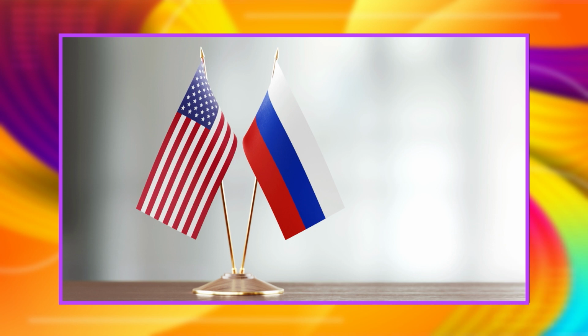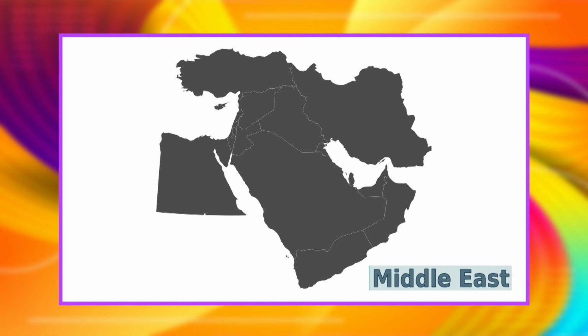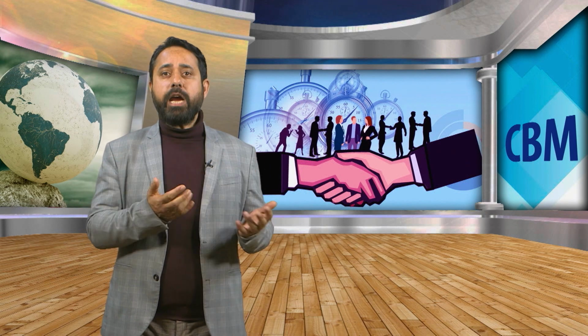Chaired by the United States and Russia, early ACRS sessions sought to build knowledge of CBMs among the regional participants. Until mid-1993, the working group focused primarily on familiarizing the regional parties with arms control and with one another. The parties were presented with explanations of histories and provisions of arms control agreements implemented in the Middle East and in other regions. Expert-level meetings focused principally on CBM discussions in 5 areas: declaratory measures, communications, maritime agreements, military information exchange, and conflict prevention in regional security. There were a number of special site visits as well.